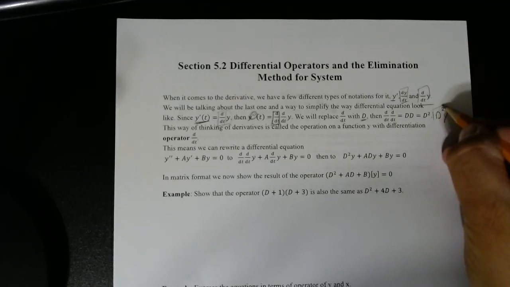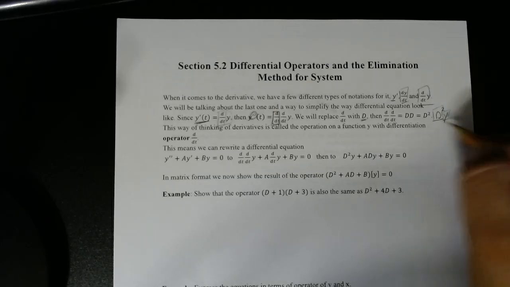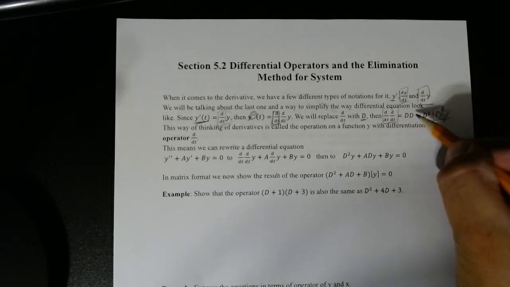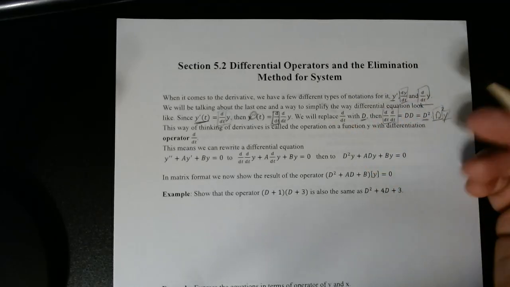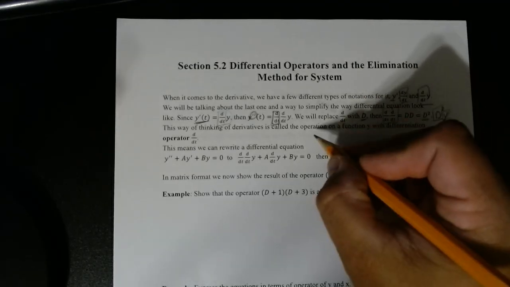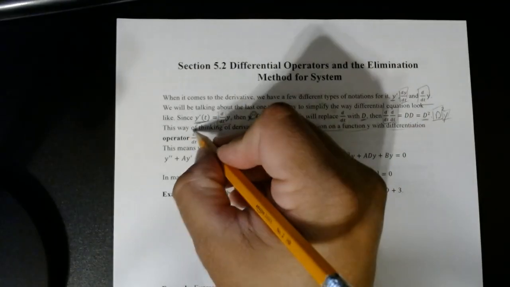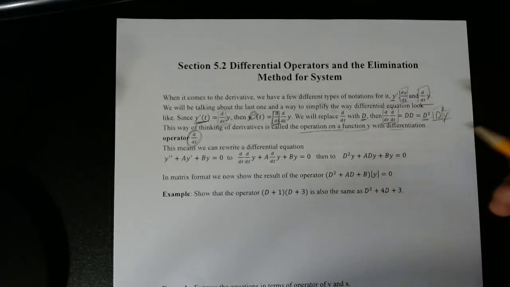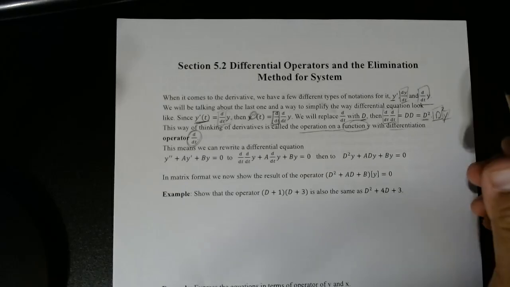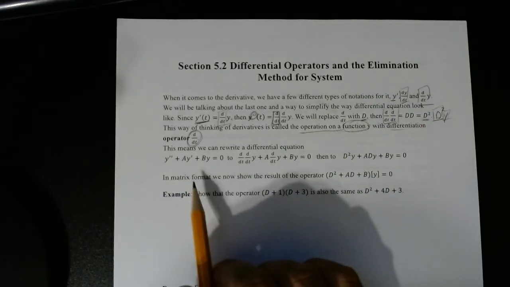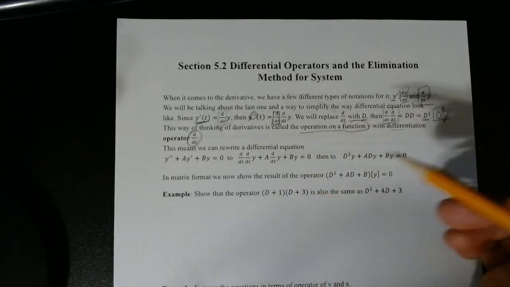And all this is saying is you're taking the derivative twice of the y value itself, which is basically the same thing as this happening. Again, it's just a nicer way of doing so. This way of writing derivatives is called the operation on the function y with differentiation operator D. It's a big mouthful, but basically what it says, in layman's terms, is we have an operator D on the function y. So what we can do now is rewrite any differential equation in terms of its operator D.